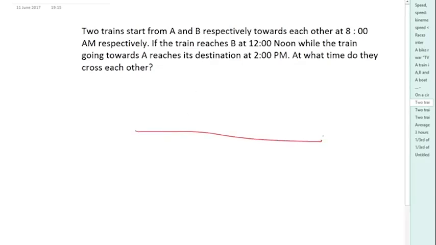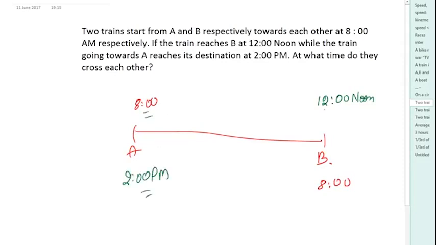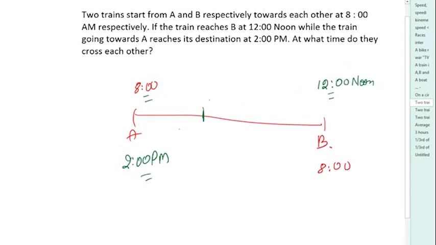So there are two trains, A and B. Both start at 8 o'clock. The one going towards B reaches its destination at 12 noon, and the one going towards A reaches at 2 p.m. So we have been asked to say at what point do they cross each other? When will they meet?